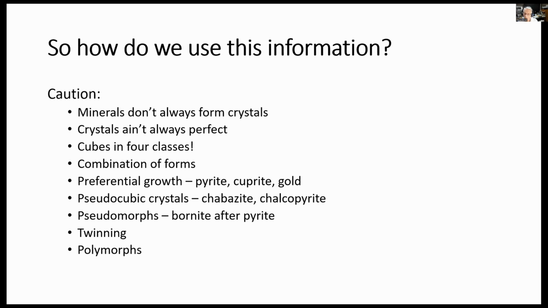Then of course, we also have pseudomorphs. Now I've got a beautiful pyritohedron from Burra in South Australia that is actually bornite, but it was originally pyrite. What's happened is the bornite has replaced the pyrite atom for atom and left the form exactly as it was. And then you've got twinning and polymorphs as well. So there's a number of different things that can make it really difficult for you to actually utilize the knowledge that you've learned today.